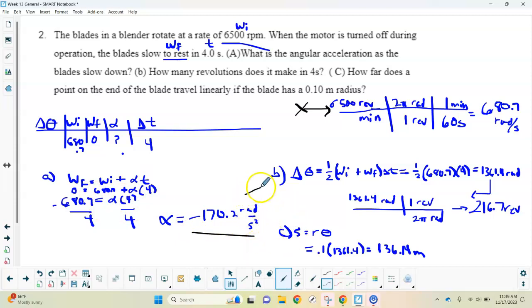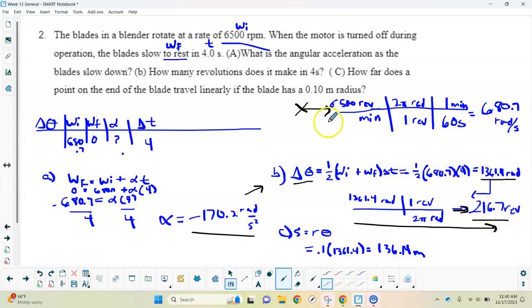And then for part B, you're going to plug in and solve for how far it goes around. So that's delta theta. I used the one half quantity omega I plus omega F times t equation, plugging in, again, the variables that are up here. I got 1,361.4 radians, and then you've got to convert it into revolutions. So I showed that work going this way. So you get 216.7 revolutions.